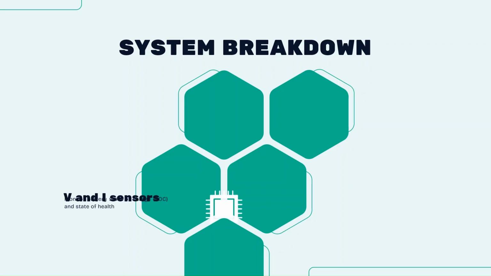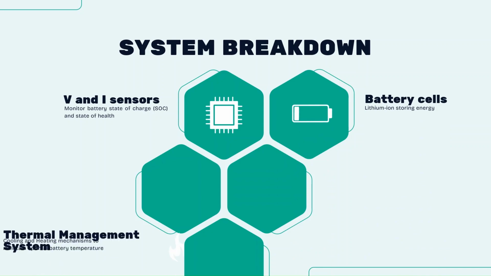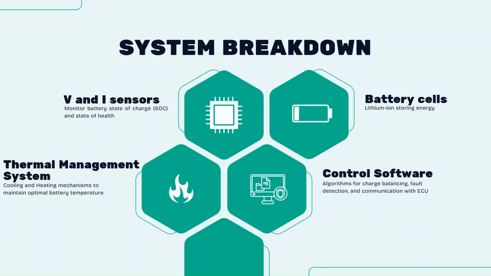In the first case, we have V&I sensors, which are used to monitor the battery state of charge and the state of health. Battery cells, lithium-ion, store energy. Thermal management system: cooling and heating mechanisms to maintain optimal battery temperature. Control software: algorithms for charge balancing, fault detection, and communication with the ECU. Connectors and wiring: physical connections between components.